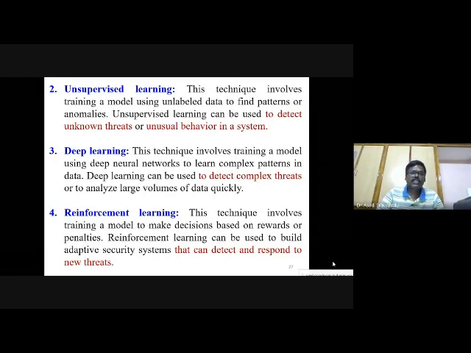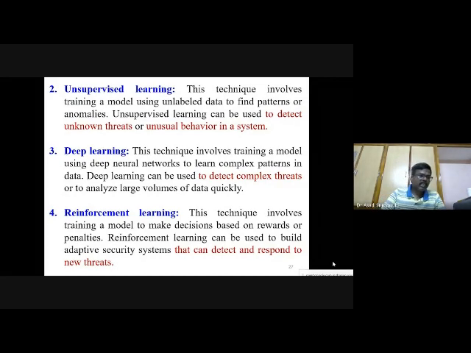It is used to detect unknown threats, malicious activities, cyber attacks, cyber criminal activities, unusual behavior in a system, and outliers, by using unsupervised learning like k-means clustering and fuzzy c-means clustering. There are various unsupervised learning techniques available.